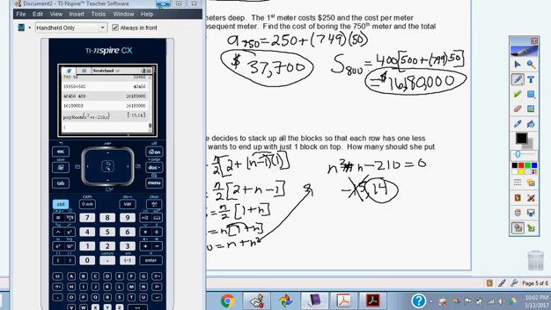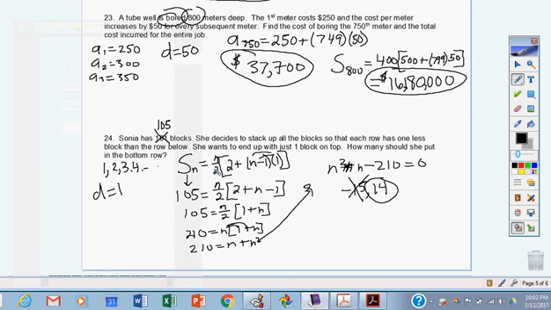So I want you to think about that. If the n value is 14, that means the 14th row was the last row. Well, each row had the same number of blocks in it as the term number. So the first term had 1 block, second term had 2 blocks. So obviously the 14th row would have 14 blocks. So we'd have 14 blocks in that one.